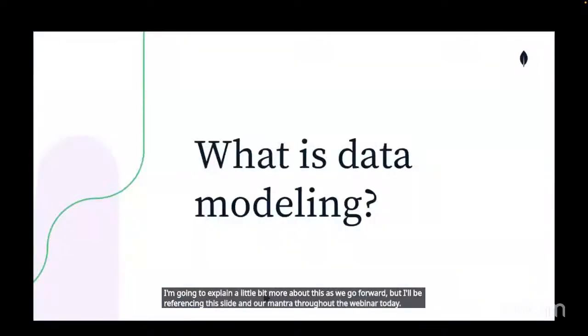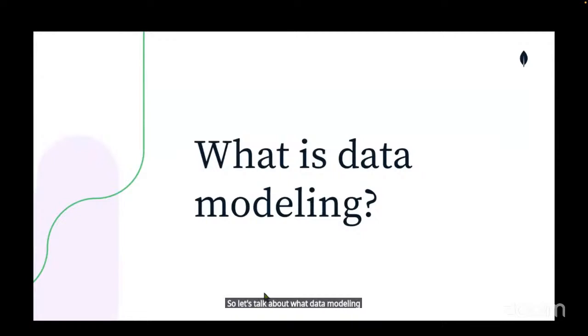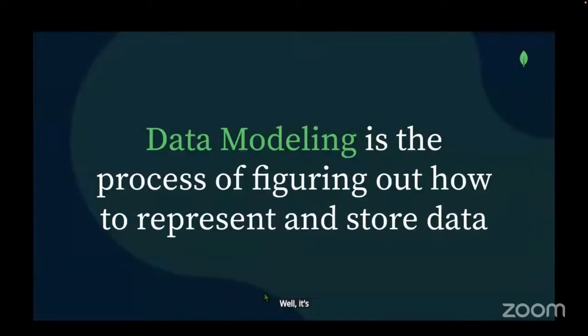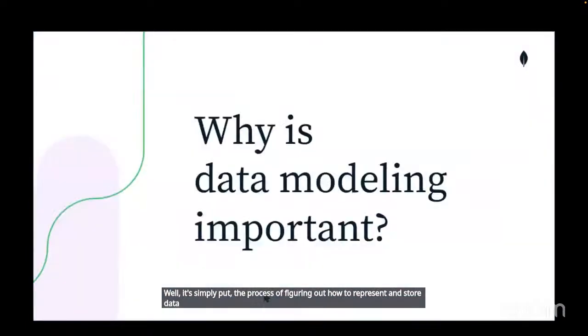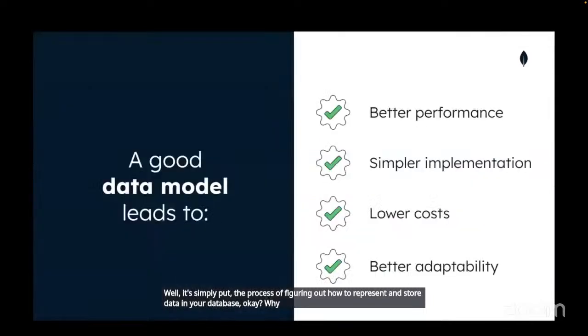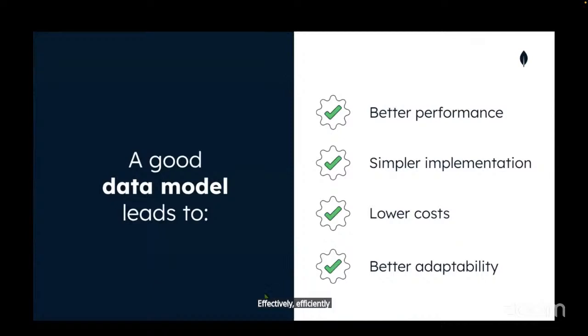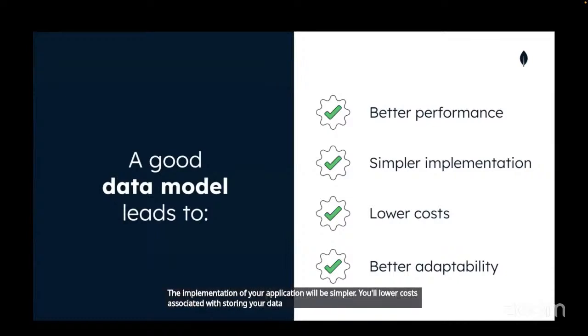So let's talk about what data modeling is. Simply put, it's the process of figuring out how to represent and store data in your database. Why is data modeling so important? There are several benefits. The first of which is better performance. When you model your data effectively and efficiently, your applications will perform better and your users are going to be more happy. The implementation of your application will be simpler. You'll lower costs associated with storing your data and managing it, and your application will have better adaptability going forward.